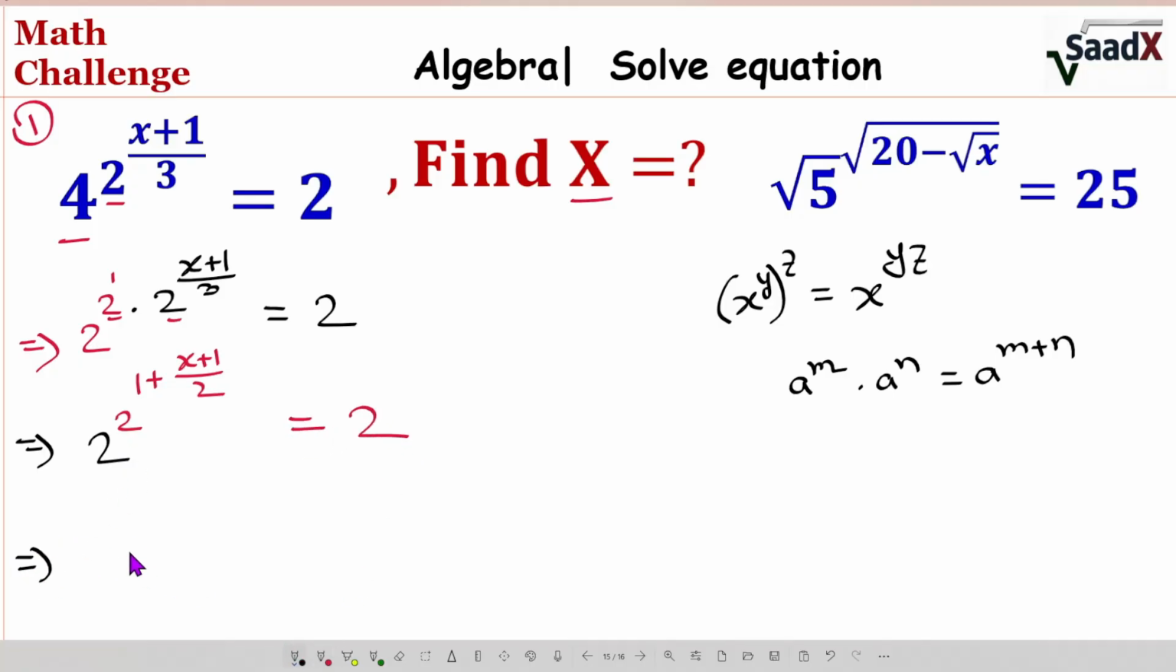Now look, this is 2 power 2 and in the power we can make an LCM. Sorry, here should be 3, right? Now 3 times 1 is 3, plus (x plus 1) divided by 3 equals 2.